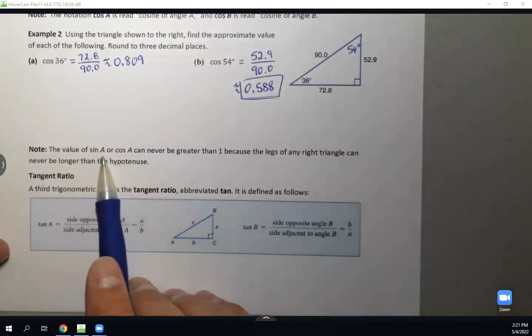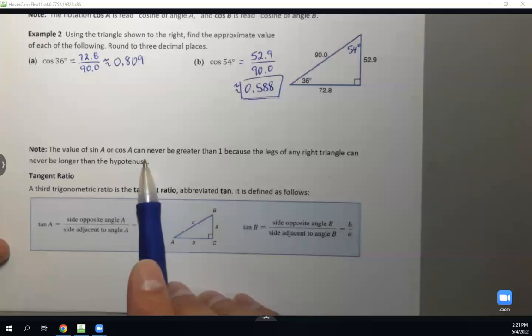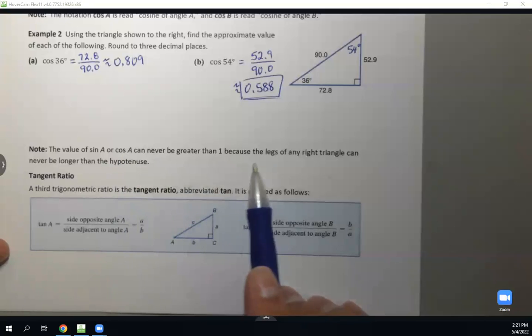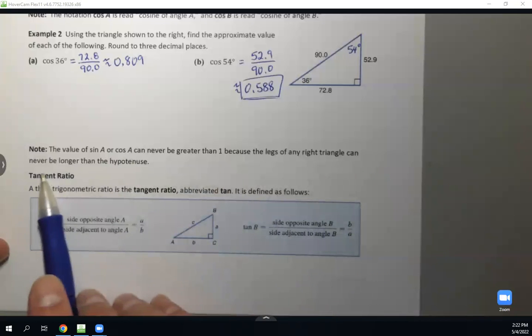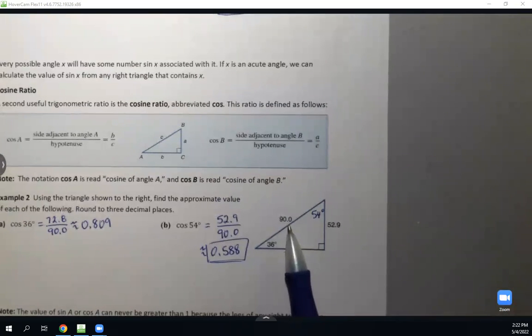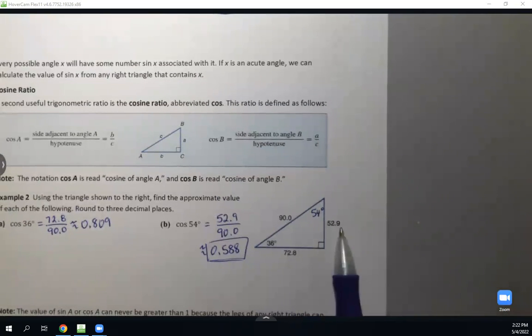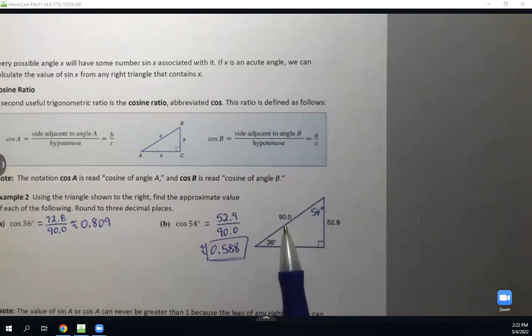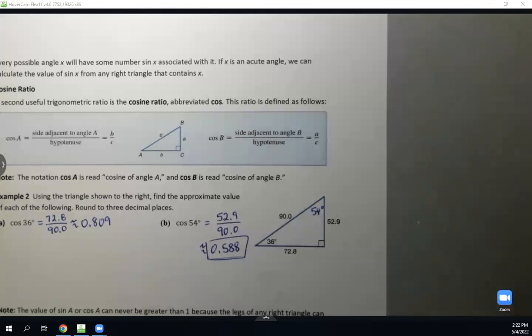Note, the value of sine of A or cosine of A can never be greater than 1 because the legs of any right triangle can never be longer than the hypotenuse. The hypotenuse is always going to be longer. So if I do the opposite over the hypotenuse, the opposite is always a smaller number than the hypotenuse, so the answer is always less than 1. Likewise, the adjacent over the hypotenuse is smaller than 1. Does that make sense?